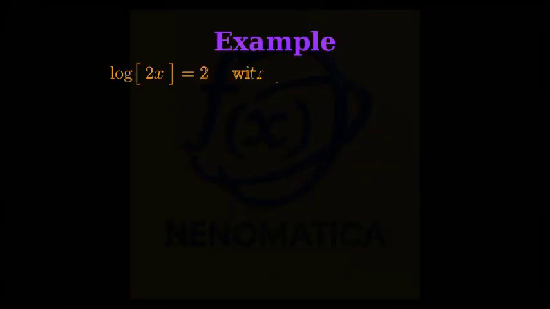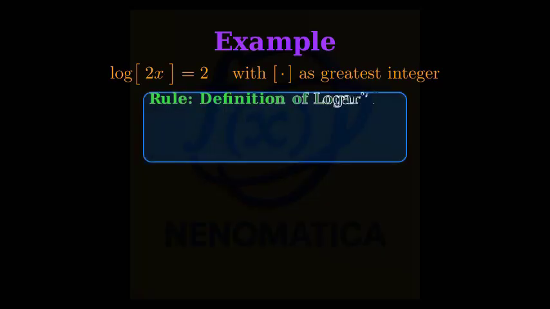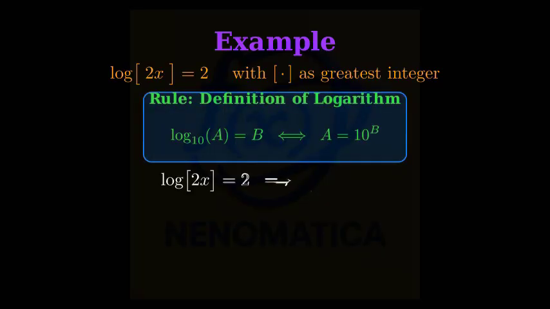Example, we will solve the equation, log of the greatest integer of 2x equals 2. Here, square brackets mean the greatest integer, also called the floor function. Step 1. Convert to exponential form. A logarithm with no base written is base 10. So log of something equals 2 means that something equals 10 squared. Applying the definition, we get the greatest integer of 2x equals 10 squared.